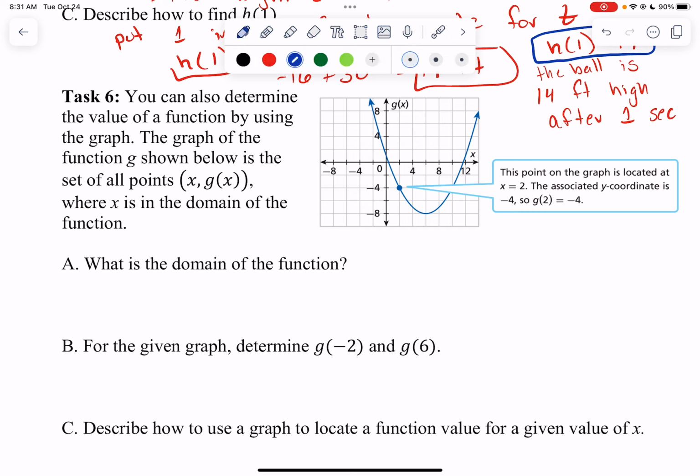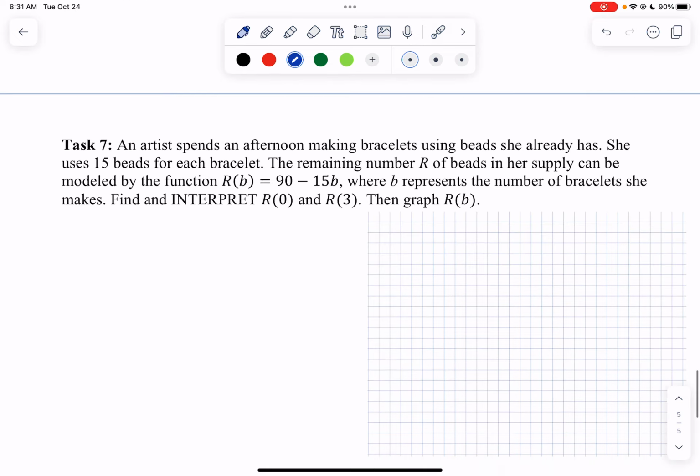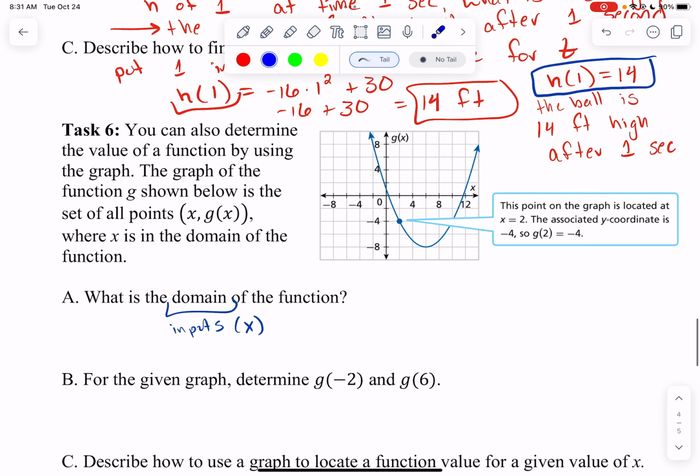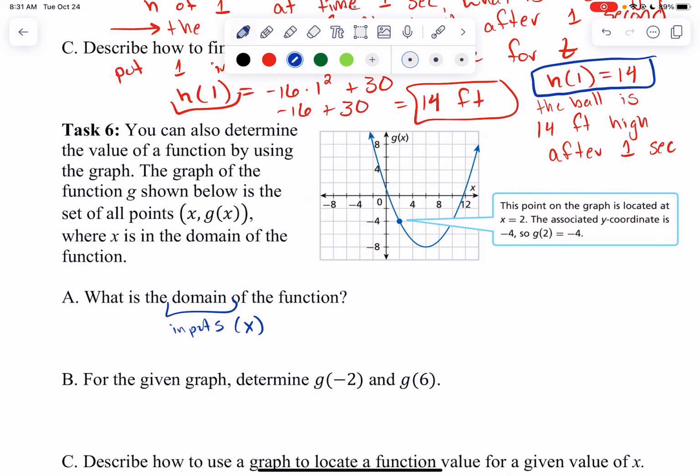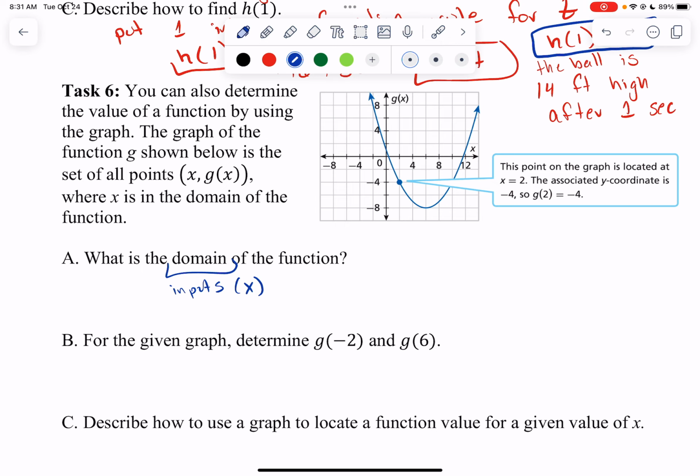So first step, what is the domain of the function? Again, the domain is the set of all possible inputs, which in this case is my x's. My x-axis is my left to right. This doesn't have just particular dots. It's all connected, and it has an arrow here and an arrow here, which shows me going to the left forever and to the right forever. It's hitting every point in between. It's a solid line. So that tells me that my domain is all the numbers.